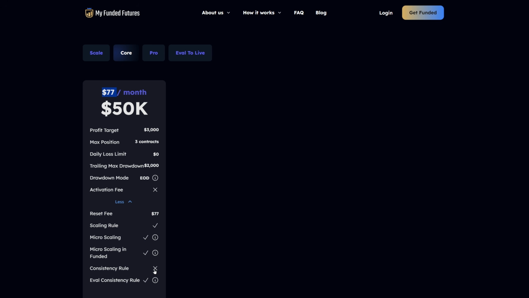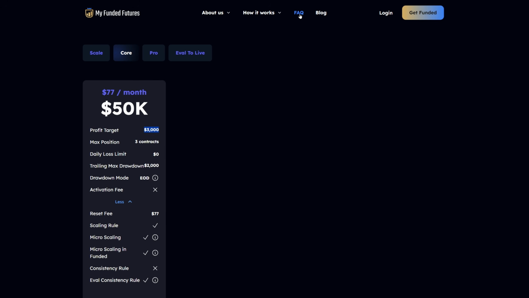Also, you look at the consistency rule in the evaluation phase, there is a consistency rule. However, once you get funded, there is no longer a consistency rule. So the consistency rule in the evaluation phase basically says no one day can be greater than 50% of the total profit. So if the total profit objective to pass this evaluation would be $3,000 in a simulated account, that means no one day can have more than $1,500 of profit. So best case scenario, you're going to be able to pass this in 2 days. However, my advice would be take it as slow as possible.